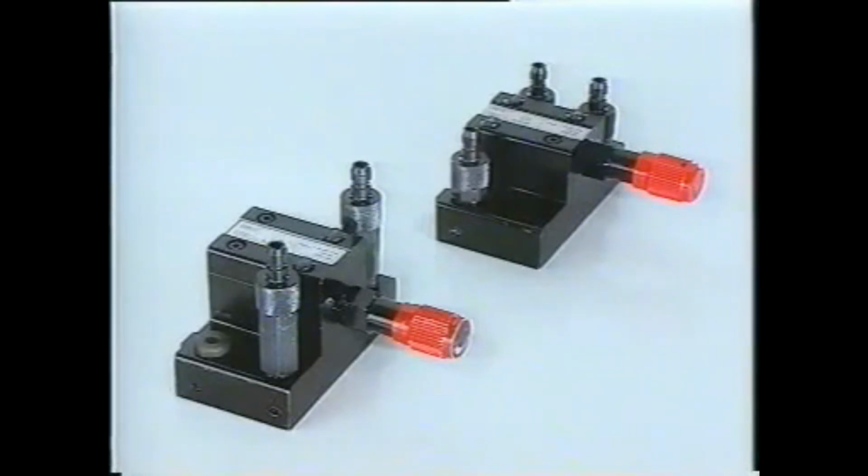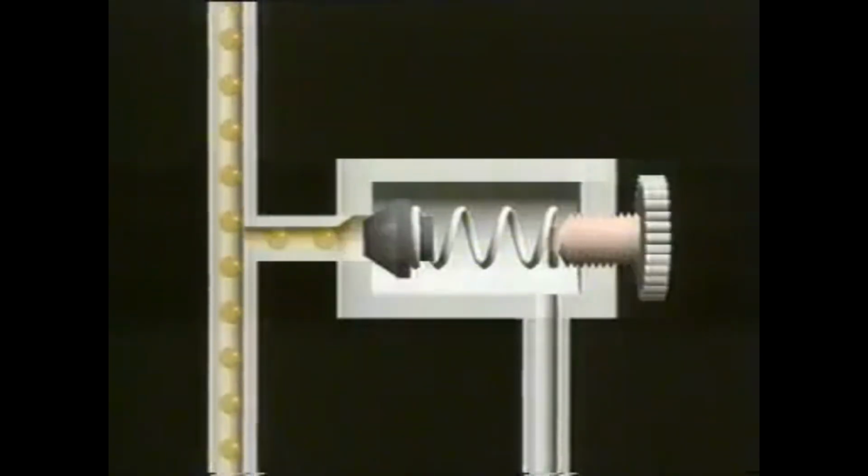Pressure valves control and regulate the hydraulic oil pressure in a complete system or individual sections. There are two types of pressure valve, the pressure relief valve and the pressure regulator. A pressure relief valve prevents oil pressure from exceeding a predefined limit, and this is how it functions.